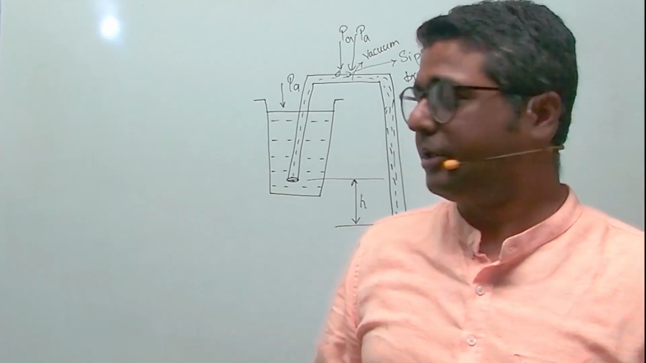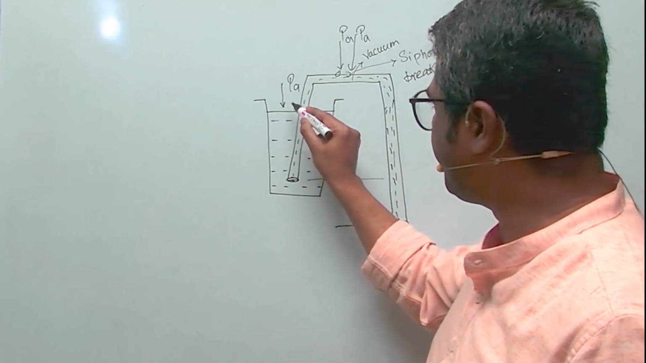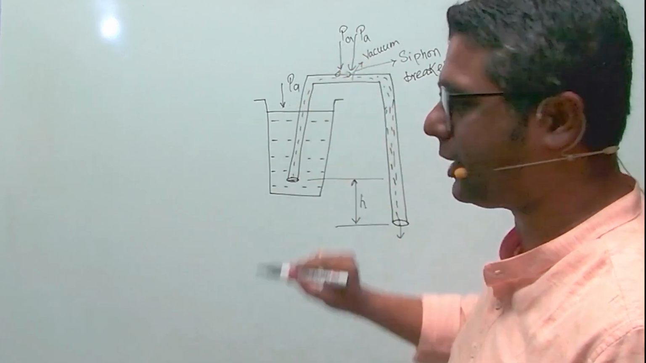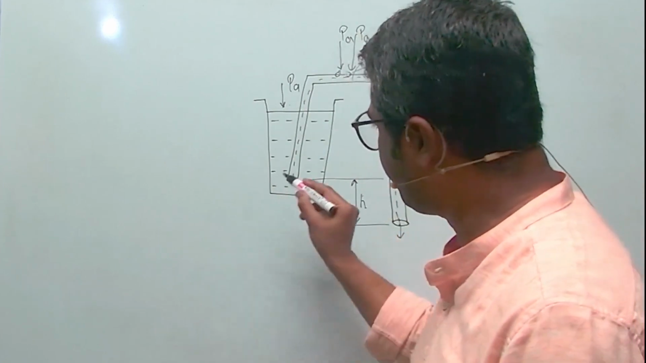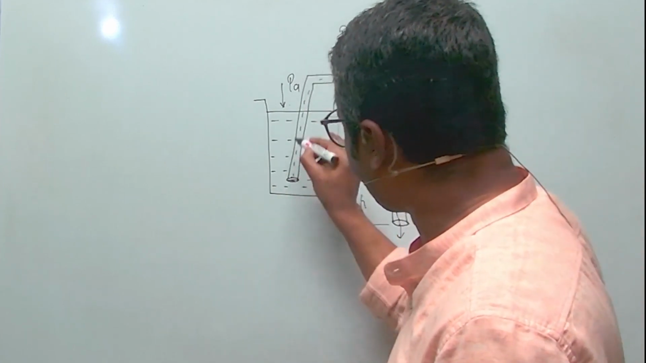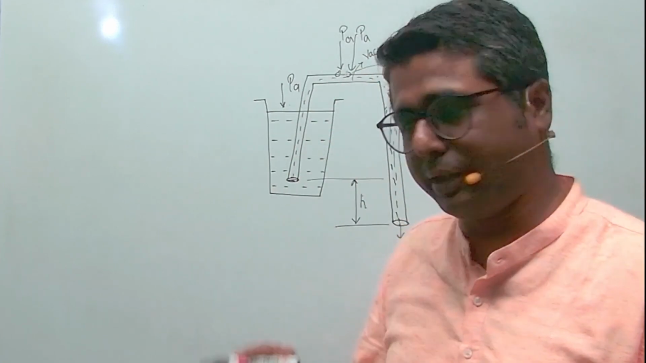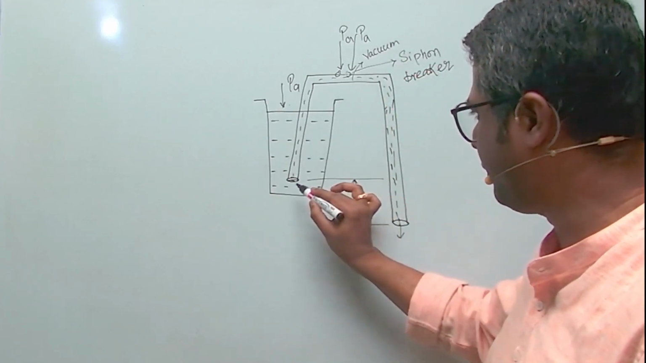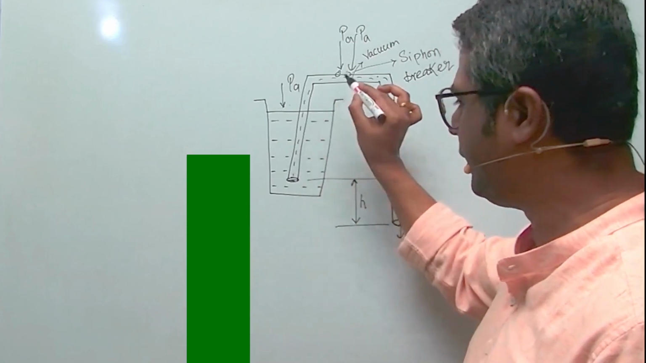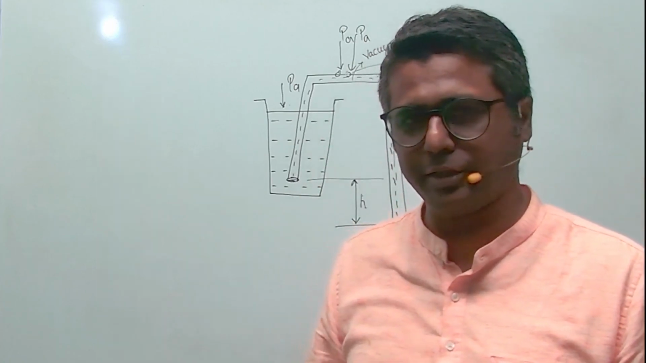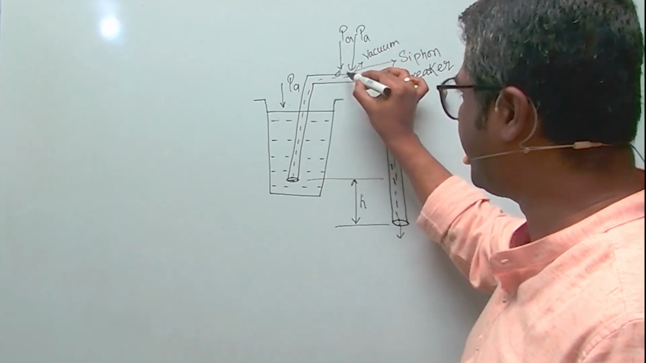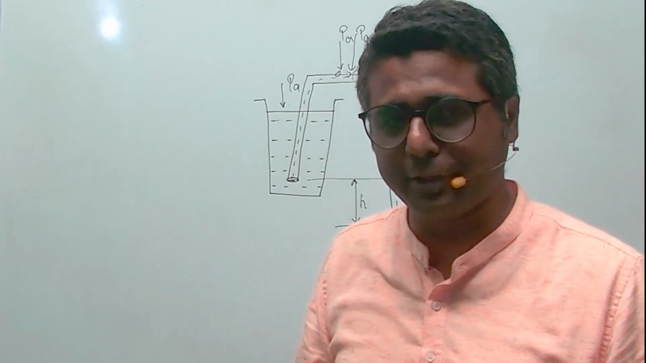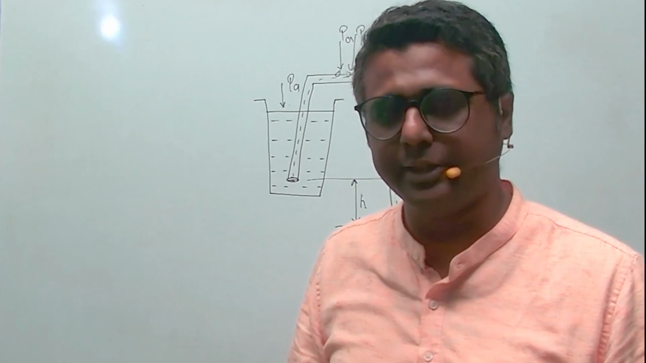The reason is, here atmospheric pressure is acting, and here also atmospheric pressure is acting. So on both sides there is atmospheric pressure, and definitely liquid cannot flow from lower height to higher height. Liquid can flow from higher height to lower height, from here to here, but not from lower height to higher height. That is why when we make a puncture, a hole over here, this siphon system will not work, because that puncture acts as a siphon breaker.